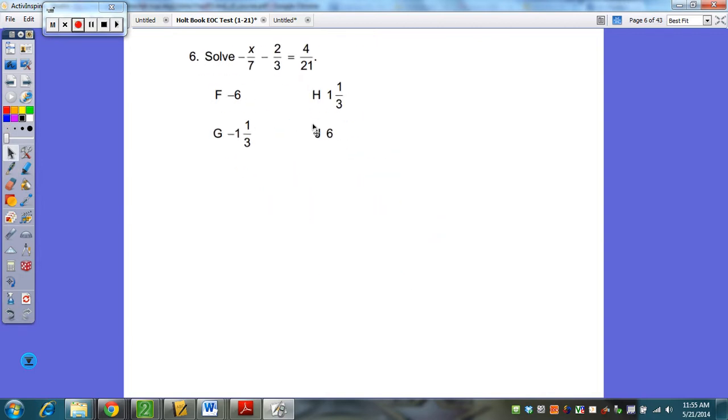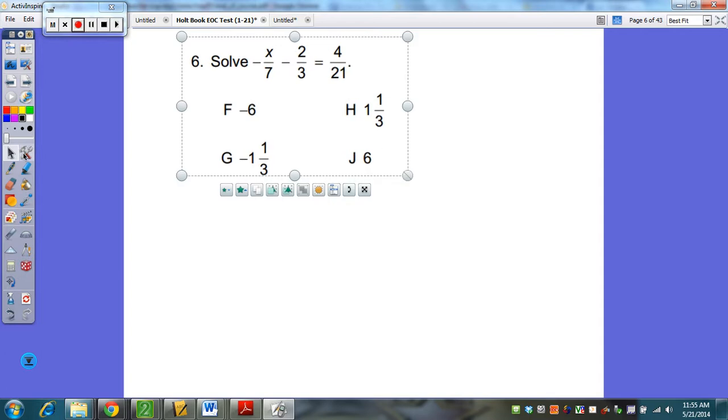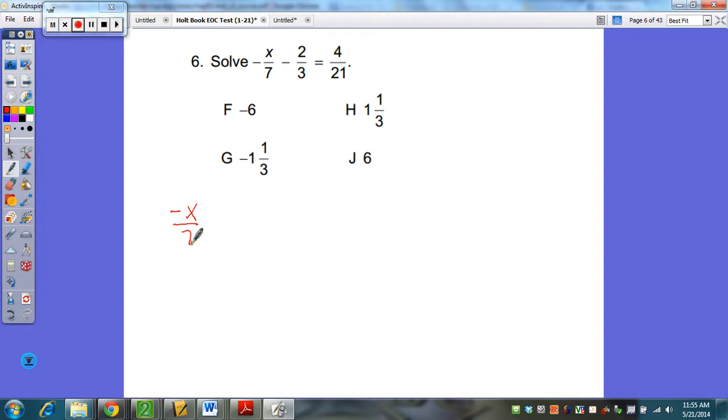All right, so here we have the dreaded fractions. And what we're going to do is we're going to solve this for x. So we have negative x over 7 minus 2 over 3 equals 4 over 21. Well, the first thing I want to do is I'm going to add this 2/3 to both sides. So I'll rewrite this equation over here as negative x over 7. This canceled out, and I'm left with equals 4 over 21 plus 2 over 3.